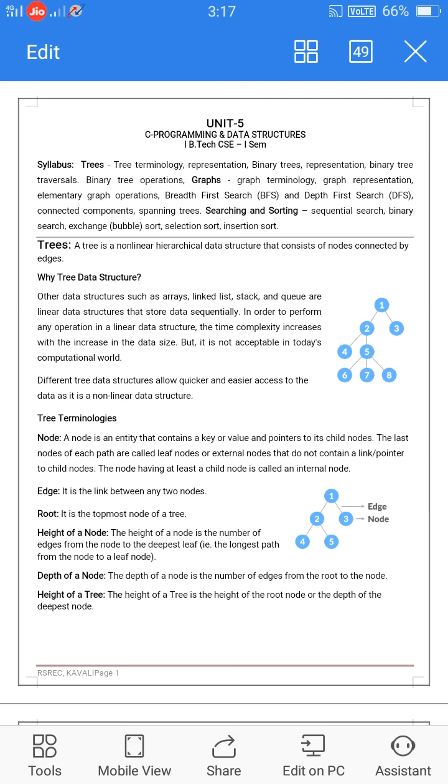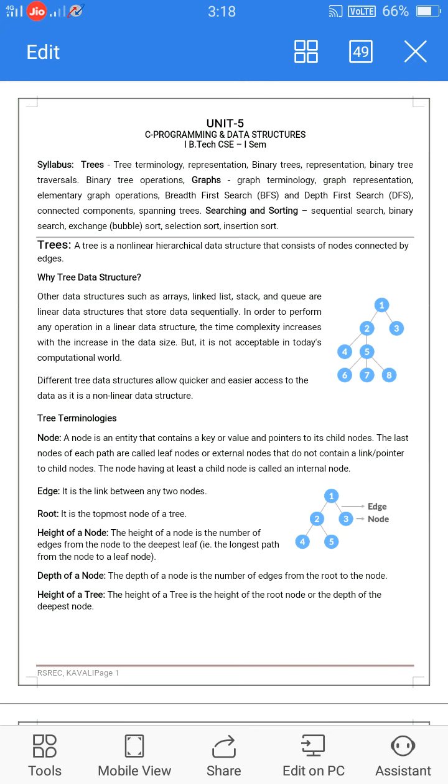We have seen stacks, queues, and linked lists. All these are linear data structures. Linear data structure means the data is stored in sequential order. That means the first element is stored in location 2000, the next element in location 2002, and the next in location 2004. Like this, the elements are stored in a particular order, so that is sequential order.